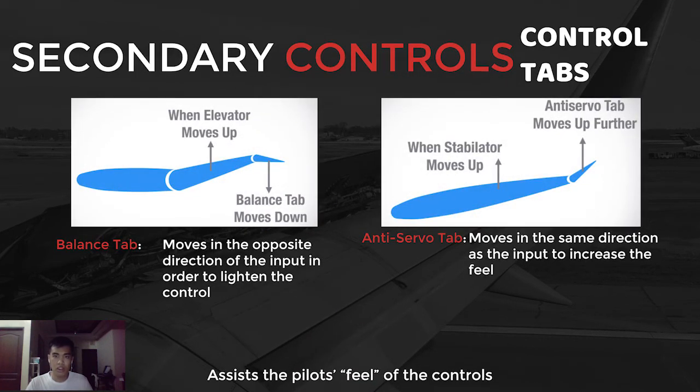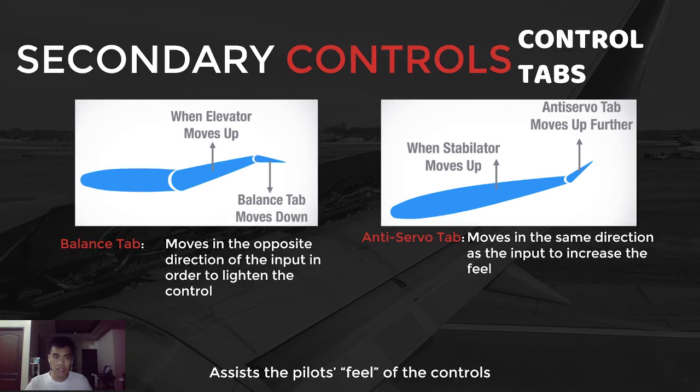which moves in the opposite direction of the input in order to lighten the control. This means that when the elevator moves up, the balance tab moves down. Then next we have the anti-servo tab, which moves in the same direction as the input to increase the feel. So when the stabilator moves up, the anti-servo tab moves up as well.